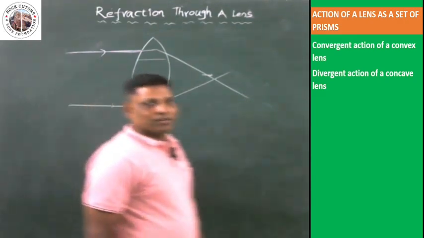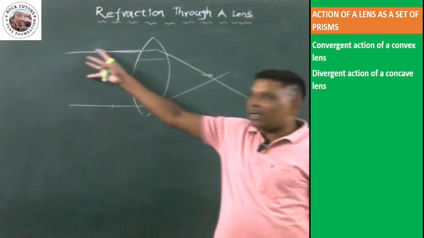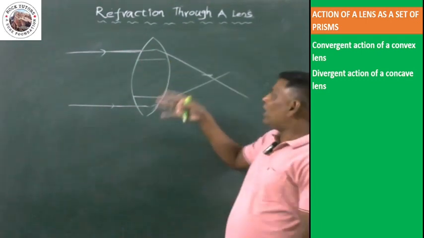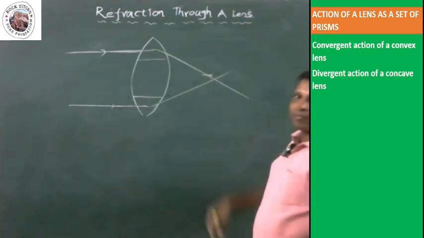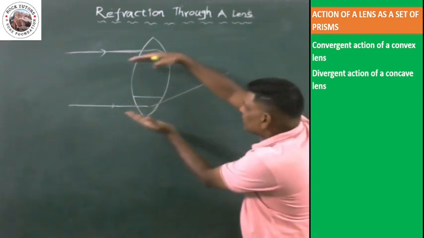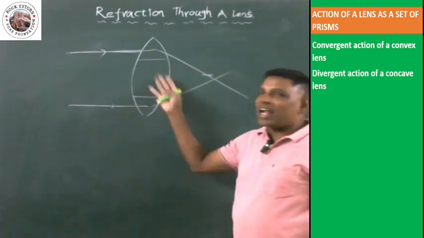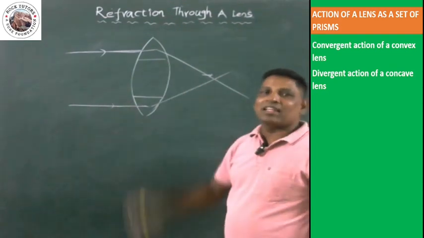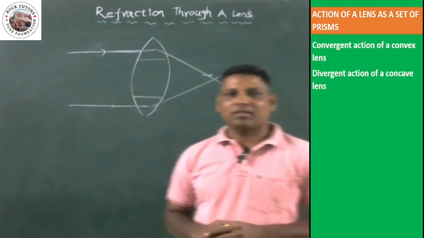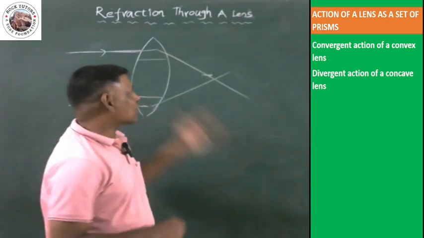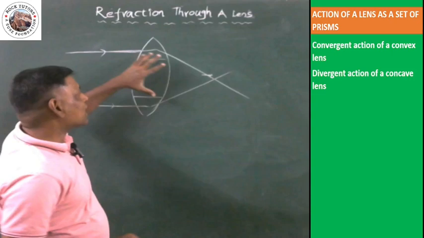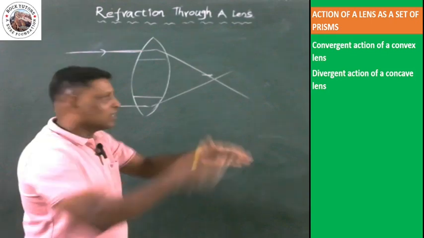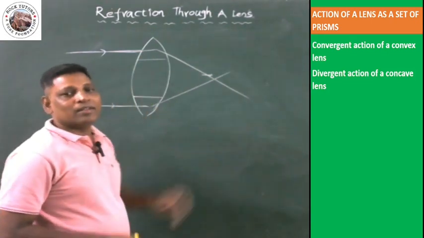So what we observe here is that the rays passing through the lens, after refraction, are meeting at a point. They are coming like this. This is called converging. So after refraction, the rays are converging. That's why this lens is called a converging lens. Understood why we call this a converging lens? Because the rays after refraction are meeting at a point, so they are converged.